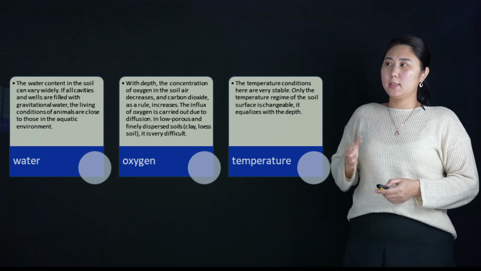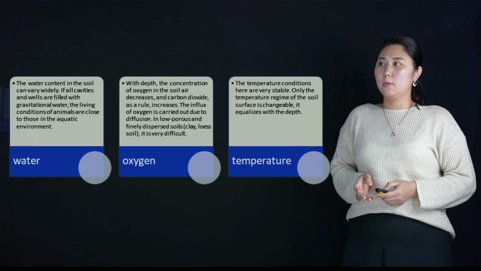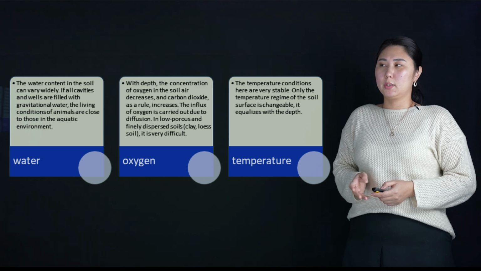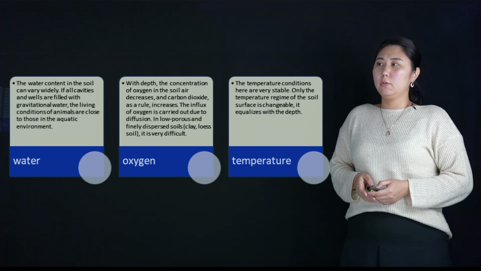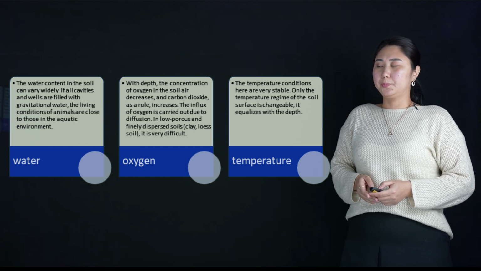Next is the oxygen. With depth, the concentration of oxygen in the soil air decreases and the carbon dioxide, as a rule, increases. The influx of oxygen is carried out due to diffusion.